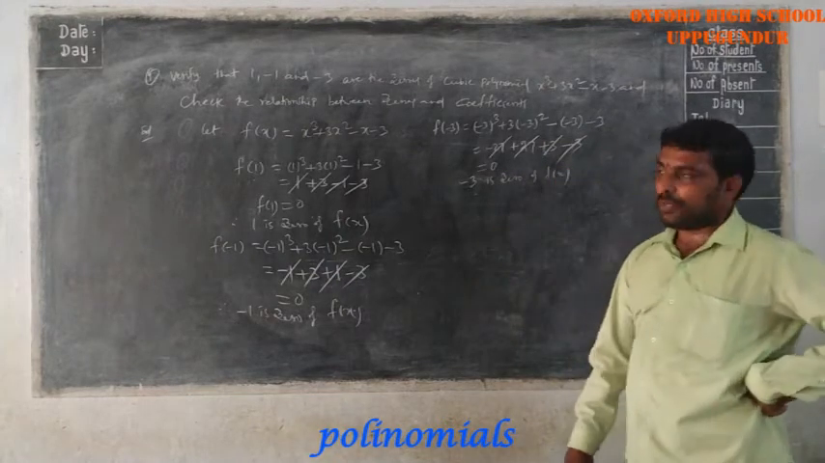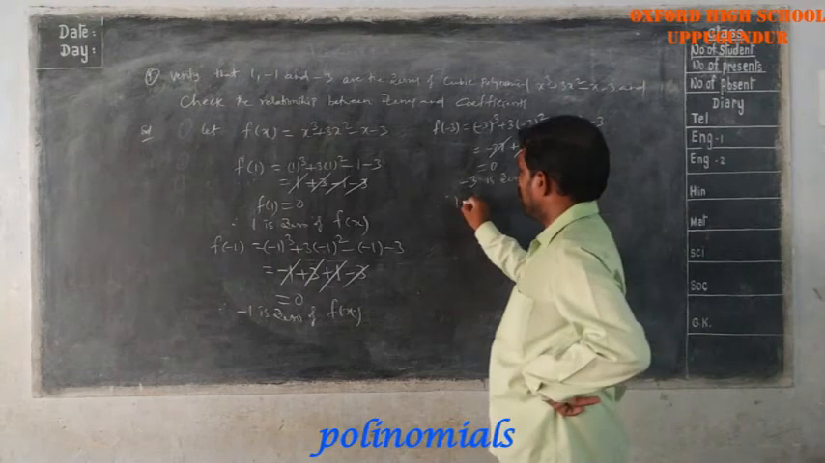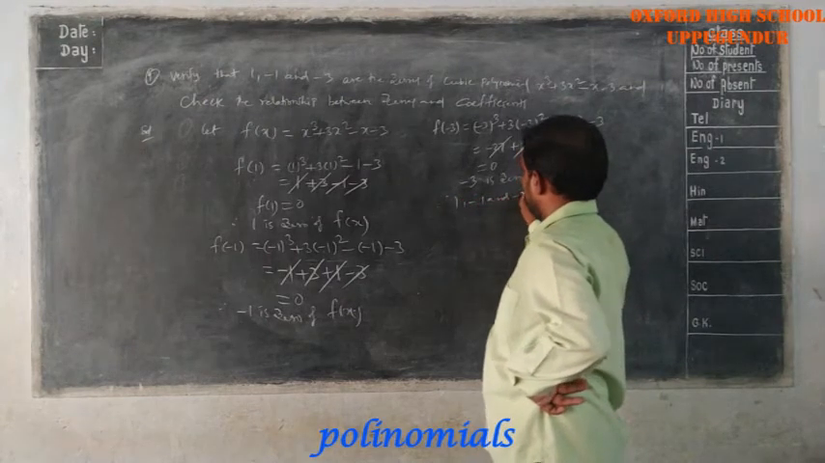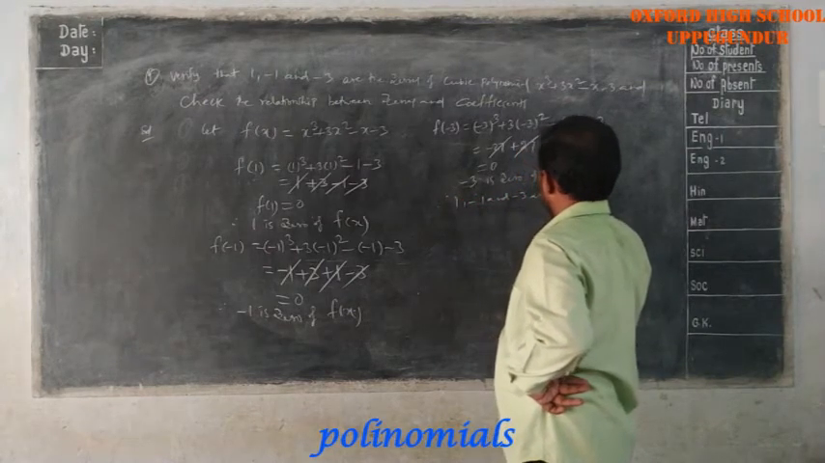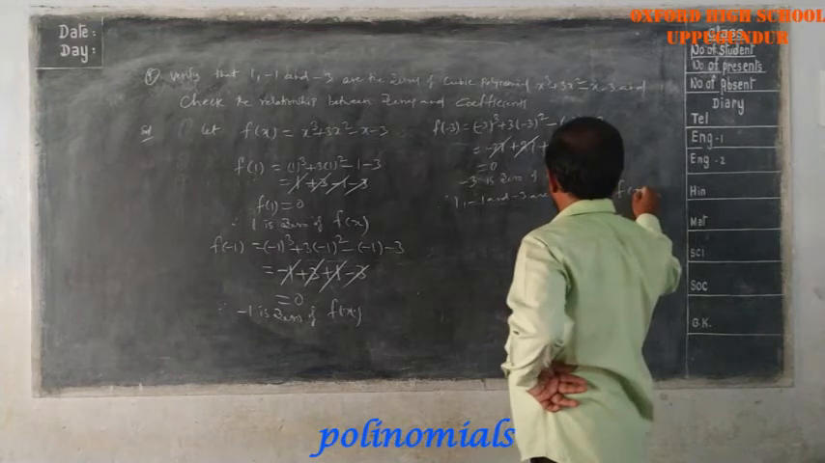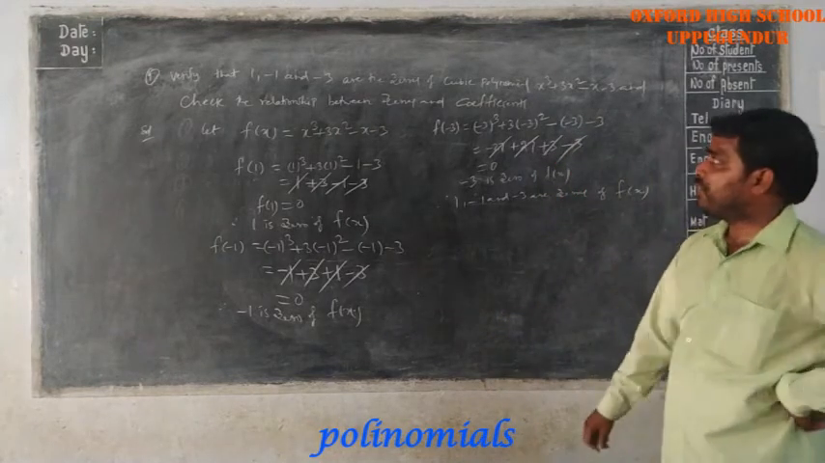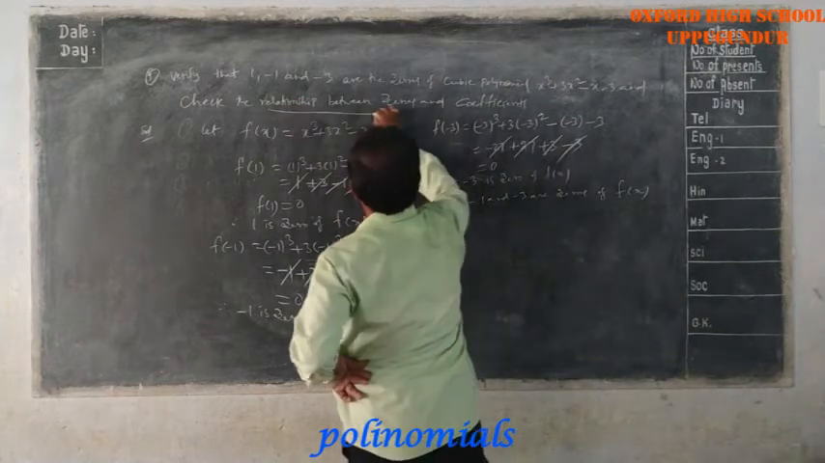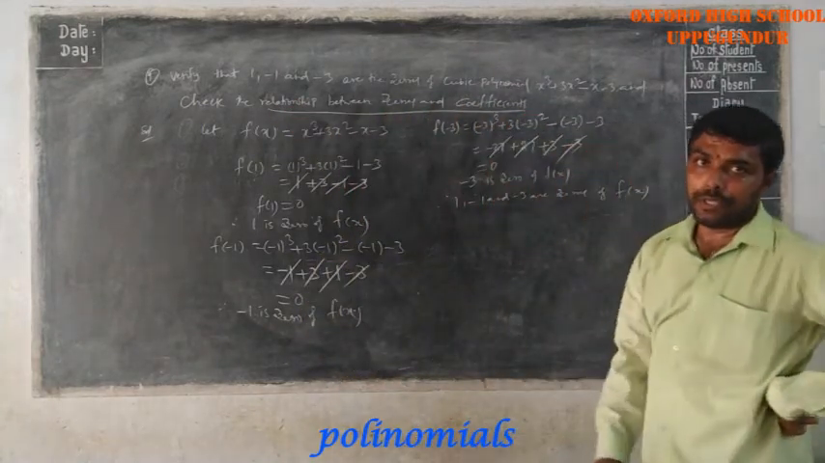So from all these three, what can you say? Therefore 1, minus 1 and minus 3 are zeros of f of x. Now you should verify the relationship between zeros and coefficients.